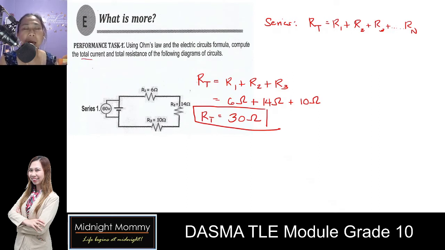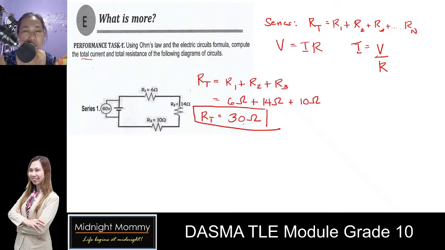Okay, so para ma-compute yung total current, kailangan natin gamitan ng Ohm's law. So pinakamadali na makabisado yung formula ng Ohm's law is remember nyo lang to, VIR. Okay, VIR. Ibig sabihin yan, voltage is equal to current times R, which is the resistance. Okay, so para ma-solve natin ang current, so kailangan natin i-divide ang voltage sa resistance. Okay? Current is equal to V over R.